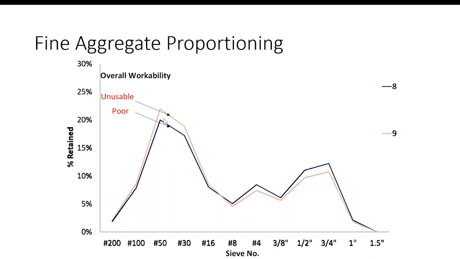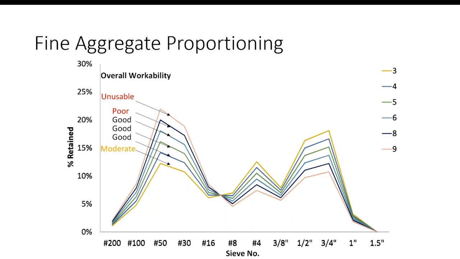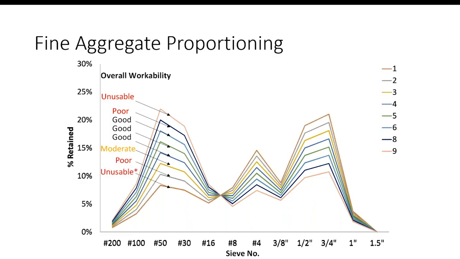So this is going to go down. It's going to be poor. It's going to get better. Good, good, good. Guess what happens? Moderate and then poor again. So this just says there's a range. If you have too much sand, it's a problem. If you have too little sand, it's a problem.